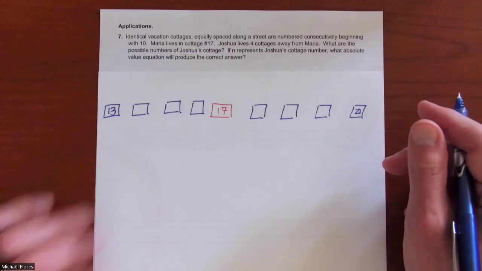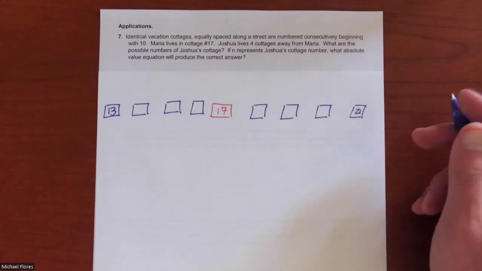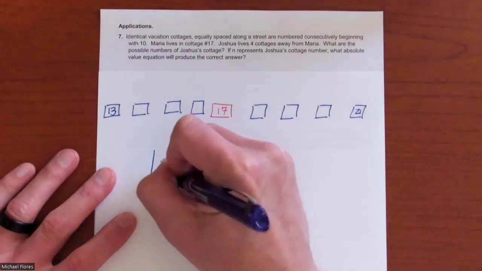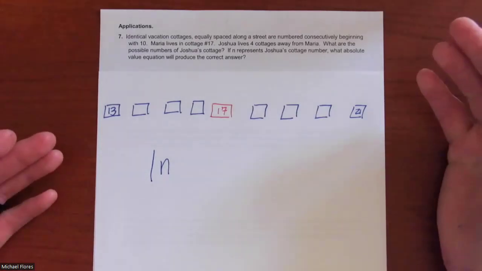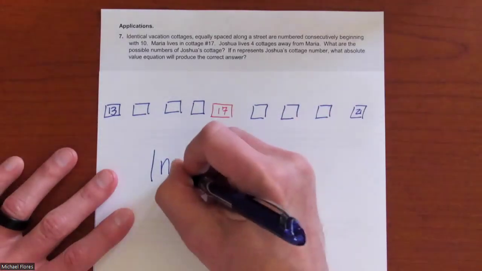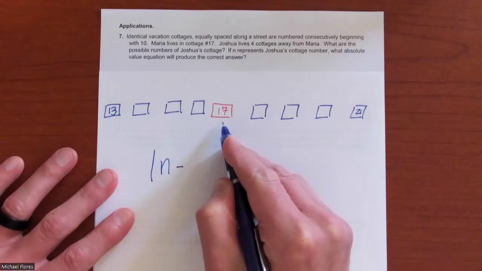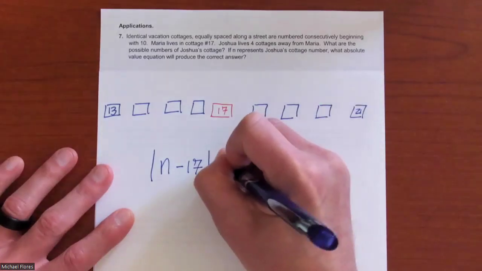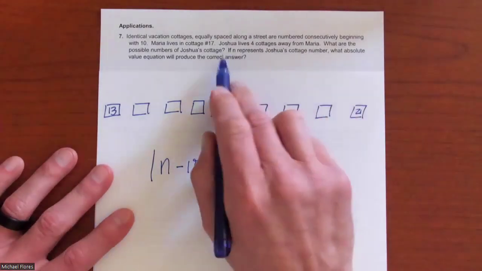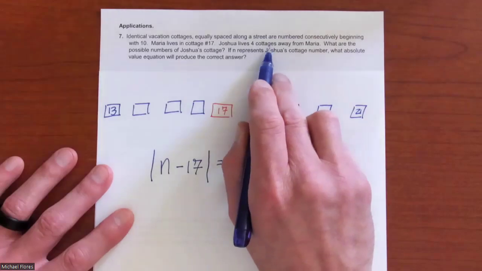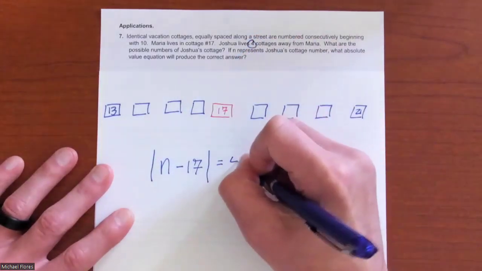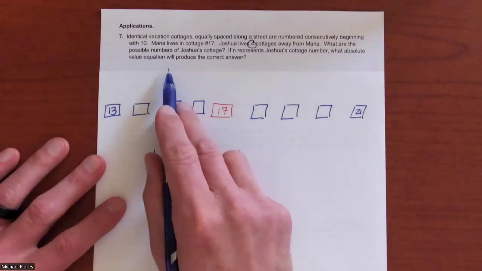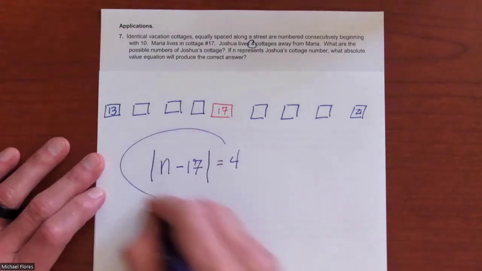But in order to figure out what the absolute value equation would look like, here's what you're going to do. Absolute value of n to represent the number. Well, let's pretend we don't know. It's either 13 or 21. Minus, what was her number? 17. Close absolute value. And we're going to set that equal to 4, since Joshua lives 4 cottages away. Now, it just wanted the equation. That's all it wanted. So this right here is your answer.